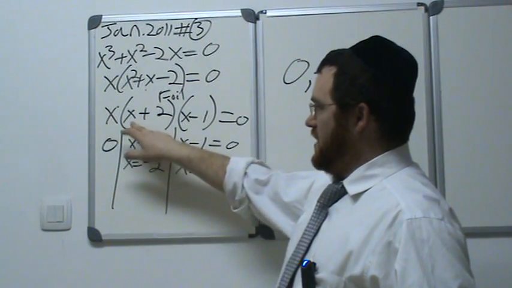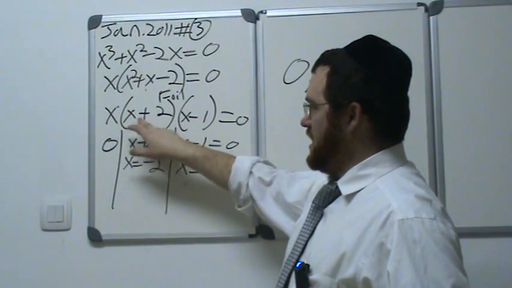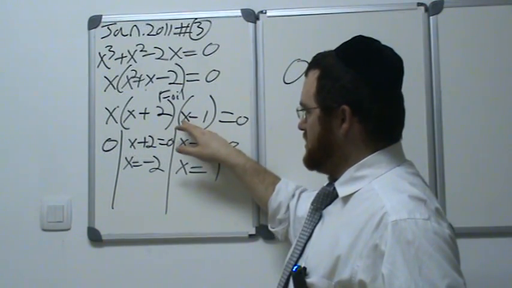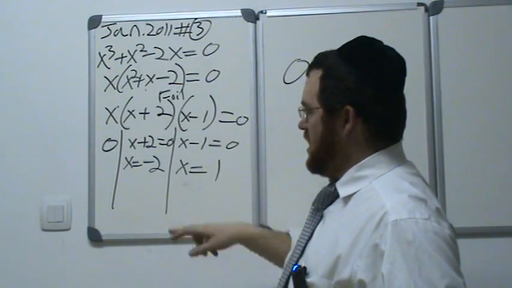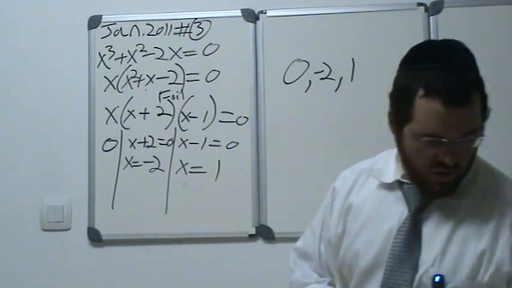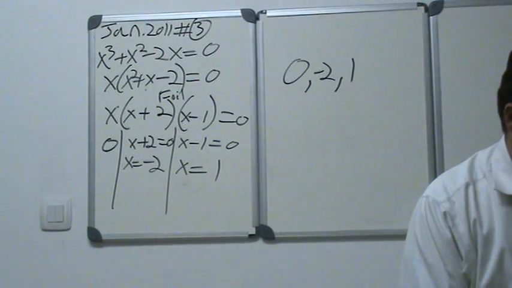So if x is negative 2, negative 2 plus 2 is equal to 0. Or if x is 1, 1 minus 1 is 0. So x is either 0, negative 2, or 1, which is answer 2.